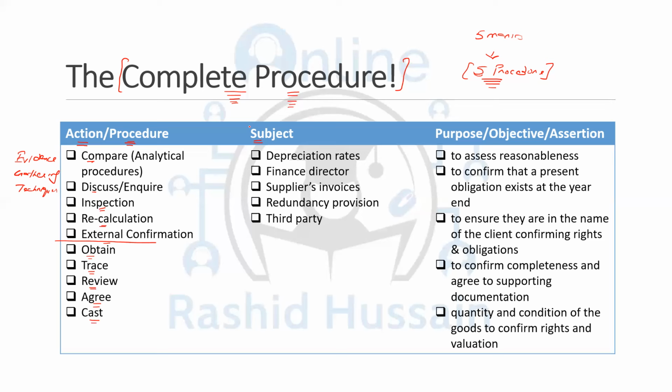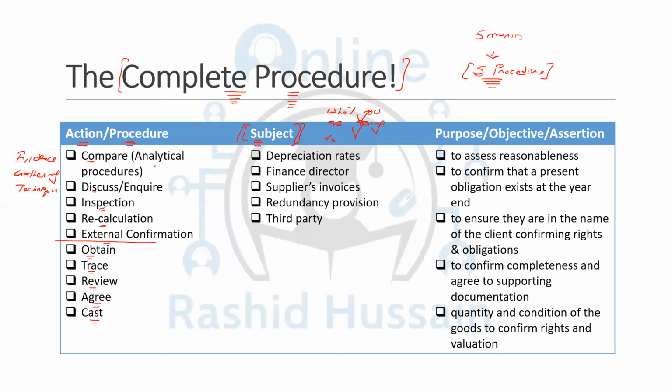Now, the subject means what you are going to test, what you are going to check, what you are going to inspect. So subject means what you are going to check, going to audit, going to inspect, going to compare, going to inquire, what you are going to recalculate. So this is the subject.